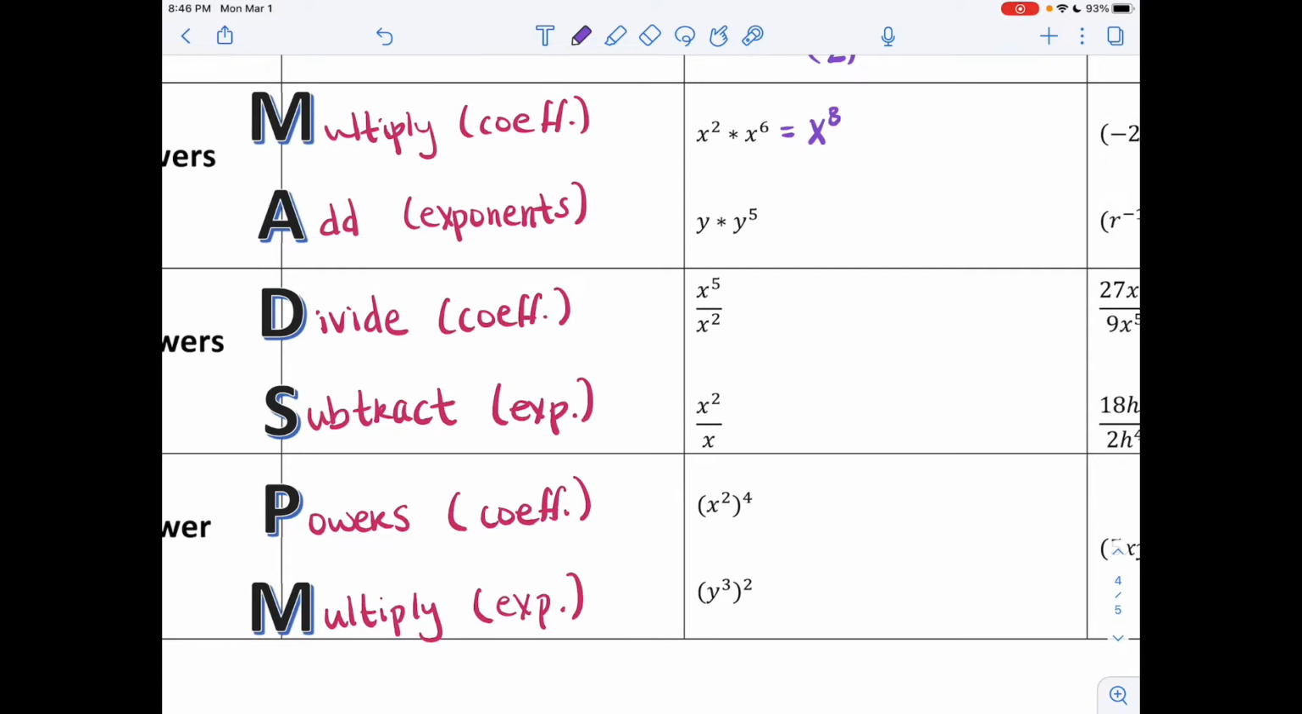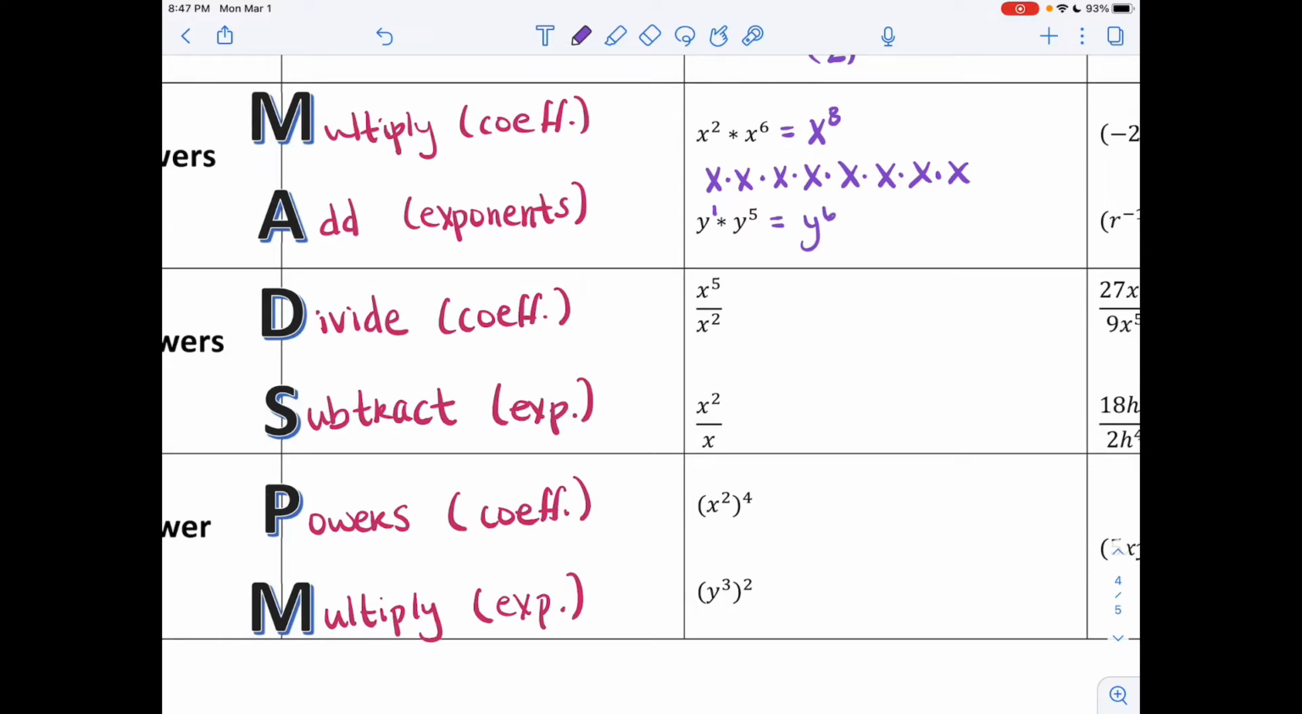The reason for that, if you want to kind of prove it to yourself, is that x squared is x times x. And then if we multiply that times x to the 6th, well, that's 1, 2, 3, 4, 5, 6 more x's. And so I have 8 x's multiplied together, x multiplied by itself 8 times, x to the 8th. This next one, y times y to the 5th. Well, we need to remember that if we have a plain variable, it's actually an exponent of 1. So 1 plus 5 is 6. I get y to the 6th.